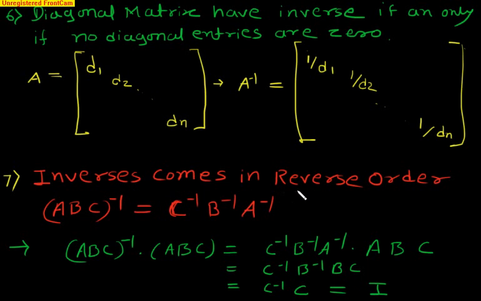Seventh point: the inverse comes in reverse order. I have written a proof over here. (ABC) whole inverse equals C inverse B inverse A inverse. If you see, the order is reversed when we apply inverses to the individual matrices. The proof is written here: (ABC) inverse into ABC. I have used here, see here.